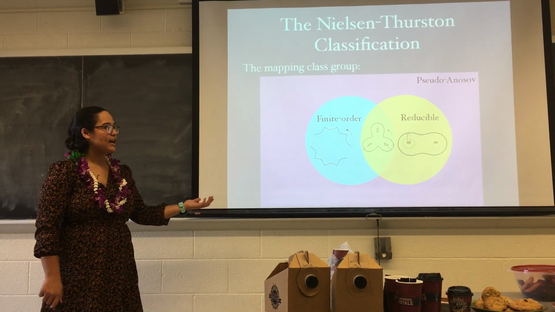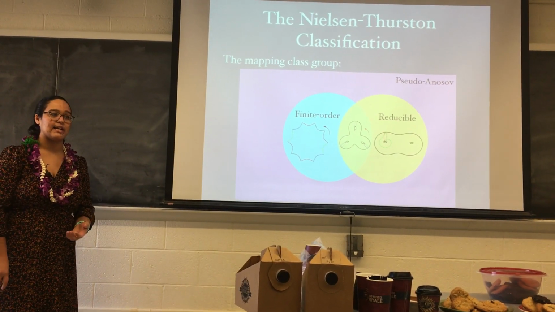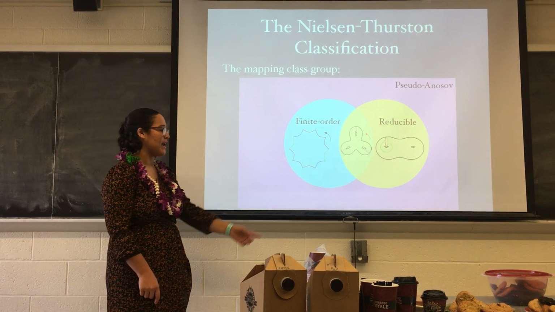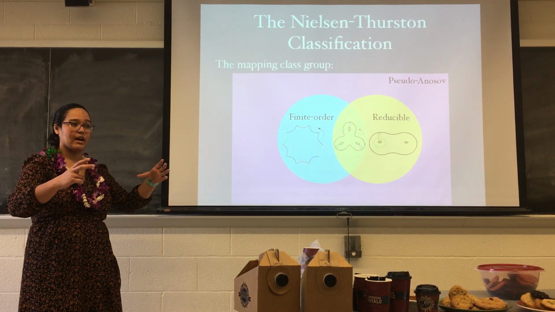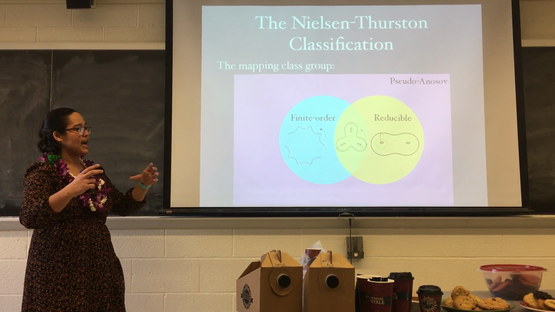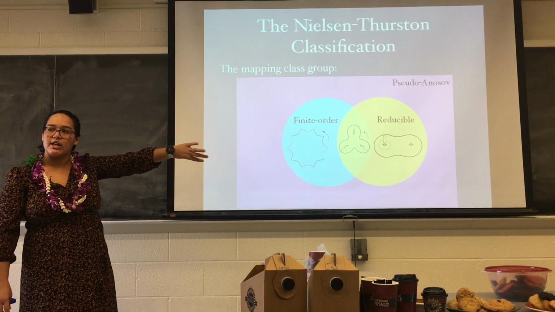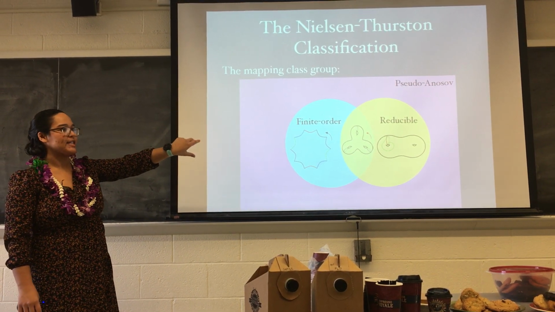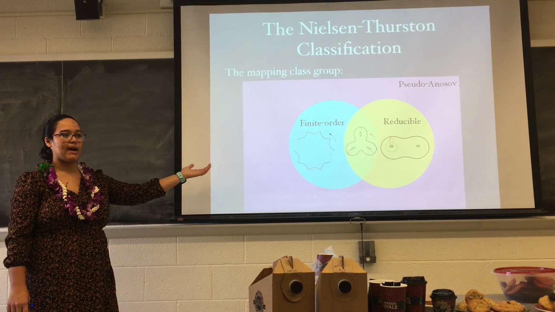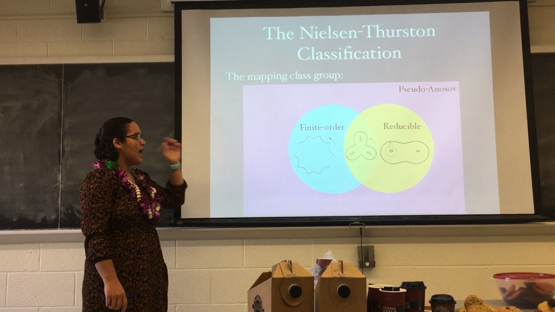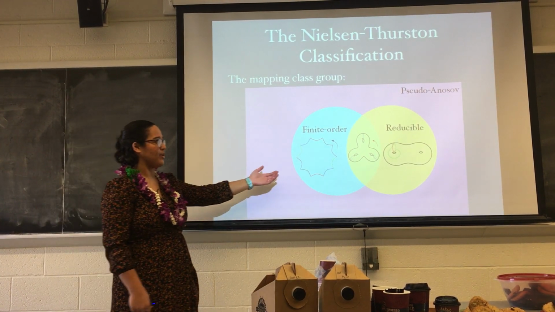So finite order, like it sounds, is something which, when you raise it to a finite power, is going to be isotopic to the identity. An example of that would be if you think of the genus 2 surface as a polygon with 10 sides, where you identify the parallel sides, and then you do a rotation by 2 pi over 10. If you do it 10 times, you get back to the identity, back to yourself, and it doesn't fix any curves on the surface. So this is something that's finite order.